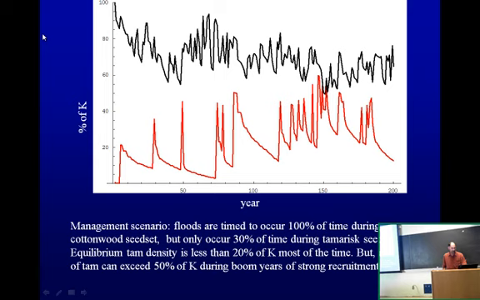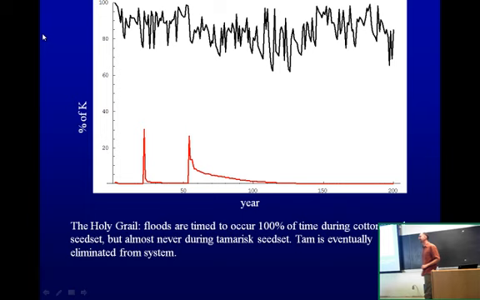I think I'll just skip that one. And so finally, here's sort of that holy grail scenario that I alluded to earlier. If you shift the timing of the floods so that you're outside that window when tamarisk seeds are normally present, in theory, even though a few floods escaped here just because they were at the extreme end of the distribution, and there was a little bit of tamarisk recruitment, at some point, in theory, you can remove tamarisk from the system.